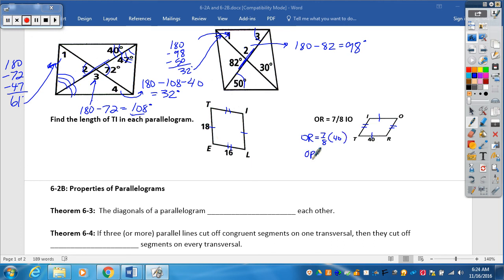Okay. Now I know a lot of you are reaching for your calculators right now, but let's ask ourselves this. How many times does 8 go into 40? Well, that's 5 times, right? And 5 times 7 is 35. So the length of OR is 35 units, whatever it is, as is TI. Okay, and so that's actually what we're looking for. TI is 35 also. So I hope that was understandable there, folks.